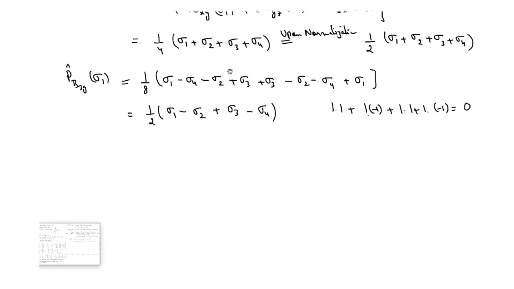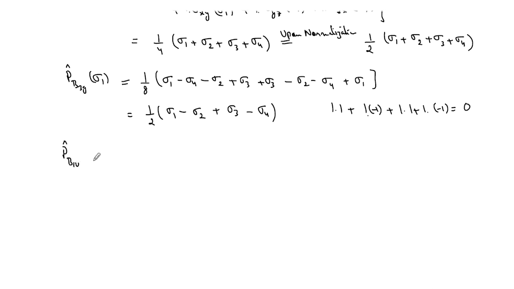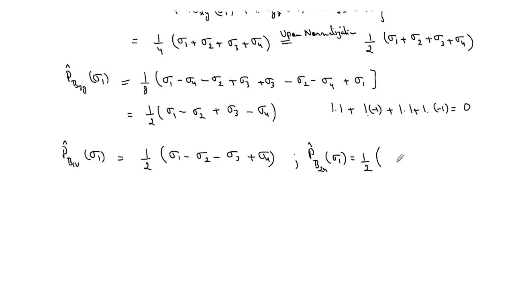Okay. So let us finish this quickly. I'm just going to write the answers, and I expect that you go back and complete this yourself. Okay. So for P, B1U applied on sigma 1, what you will get is 1 by 2 sigma 1 minus sigma 2 minus sigma 3 plus sigma 4. Now this will be orthogonal to the first one as well as the second one. Okay. And similarly, if I do P of B2U onto sigma 1, what you will get is half sigma 1 plus sigma 2 minus sigma 3 minus sigma 4.